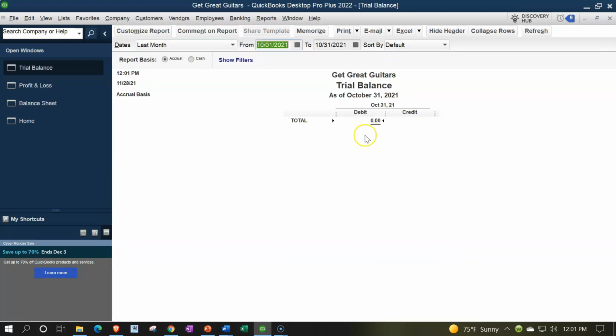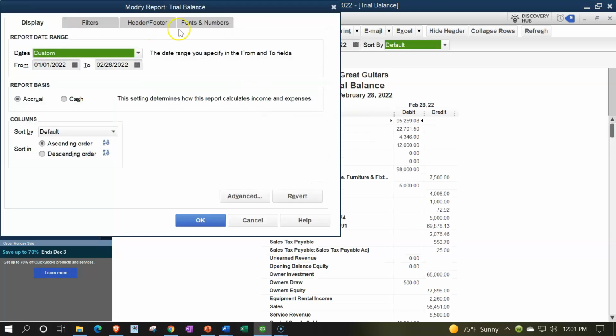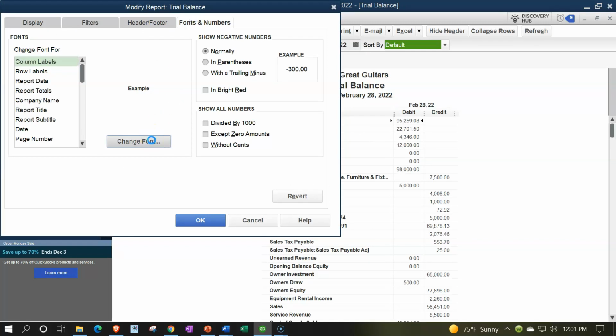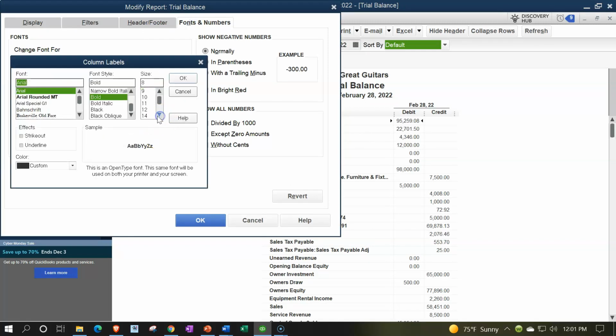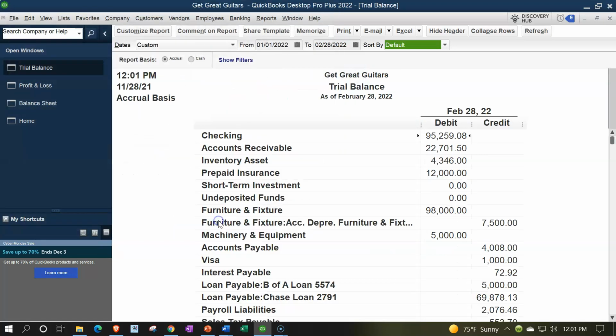trusty TB trial balance, range change 010122 to 022822, and customizing that report, fonts and numbers, changing the font size on up to 14. Okay, yes please, and okay.